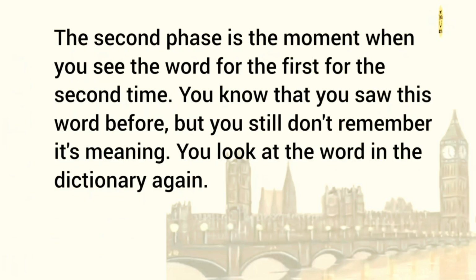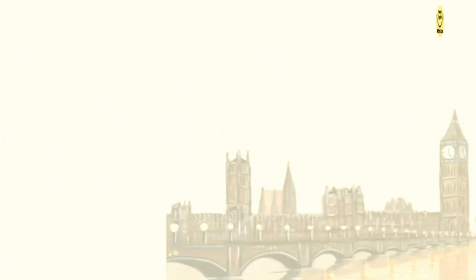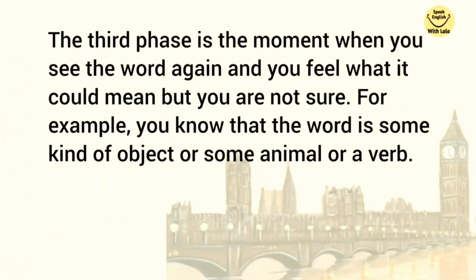The second phase is the moment when you see the word for the second time. You know that you saw this word before, but you still don't remember its meaning. You look at the word in the dictionary again. The third phase is the moment when you see the word again and you feel what it could mean, but you are not sure. For example, you know that the word is some kind of object or some animal or a verb.